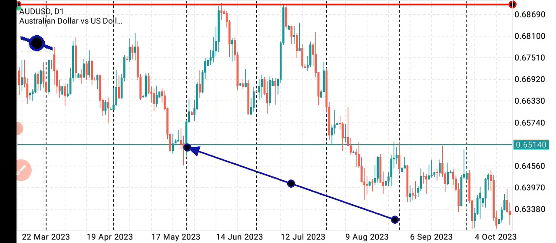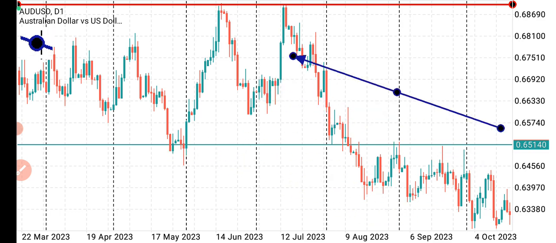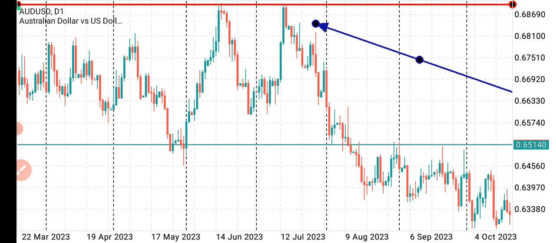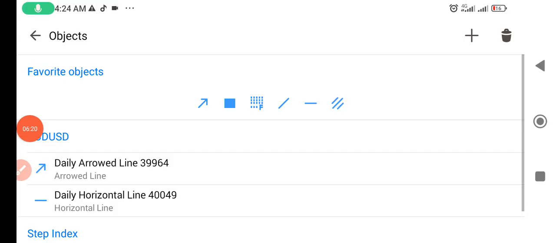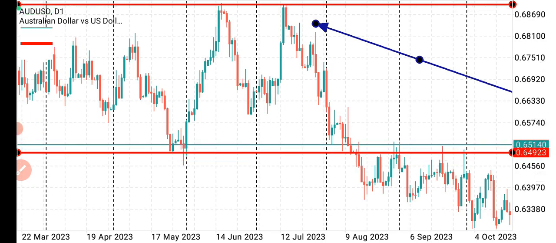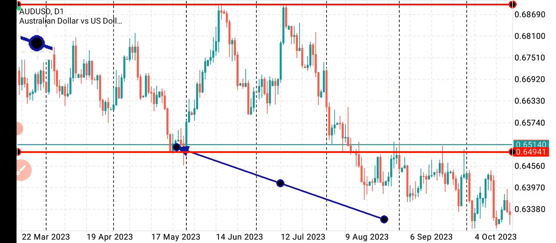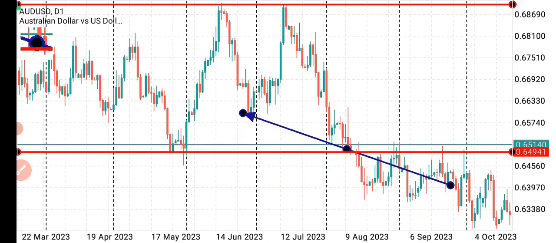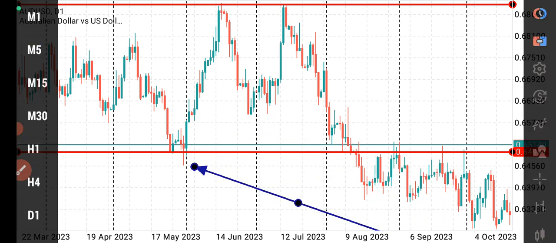Okay, we have another level here, so we are going to mark good. So we just marked another level here. Okay, and then here too we have another level.